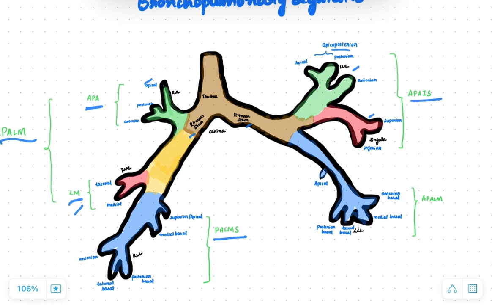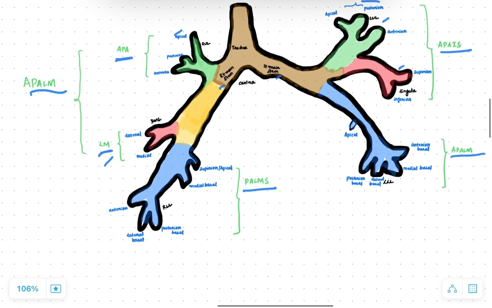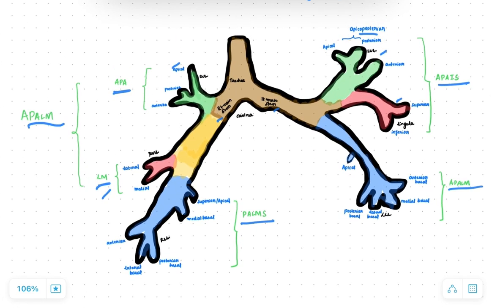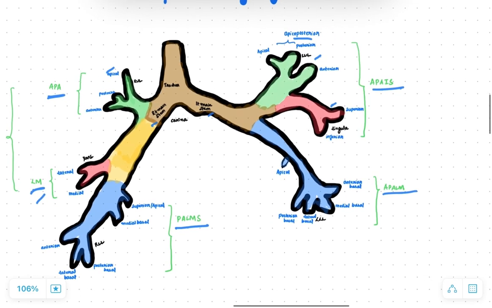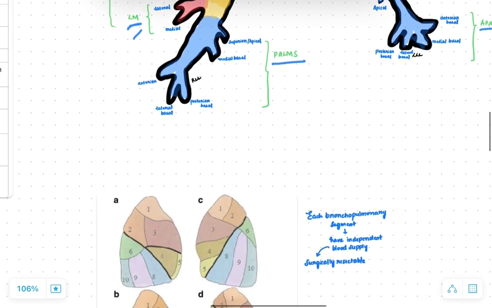So APA IS is the mnemonic. And the lower lobe will have apical, anterior basal, medial basal, posterior basal and lateral basal segments, similar to the left lung. So right lung A palm, left lung APA IS and A palm. Through this we can remember the bronchopulmonary segments.